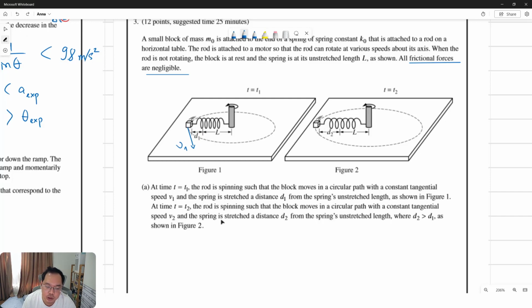At the time t2, the rod is spinning such that the block moves in a circular path with a constant tangential speed v2, and the spring is stretched a distance d2. We can see on figure 2 that this distance d2 is greater than d1, meaning the spring is stretched more, which means this block must be spun at a higher speed. So I'm going to draw a greater velocity vector v2 here. v2 is greater than v1.